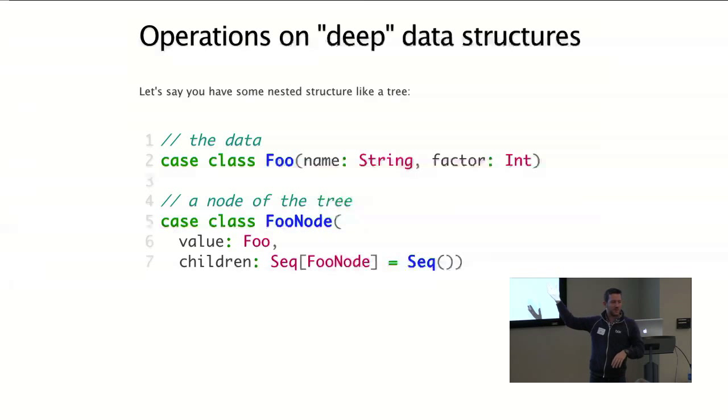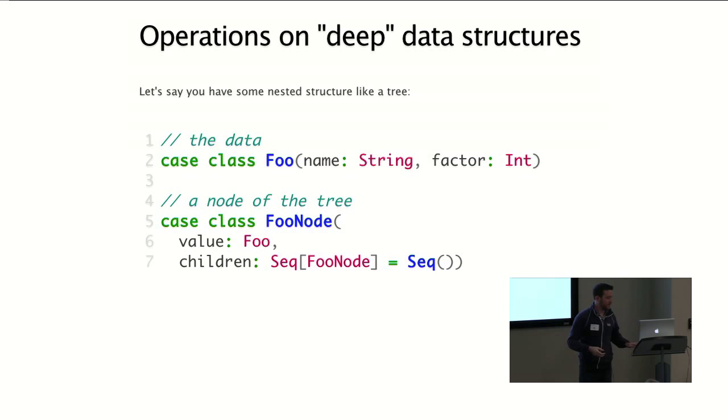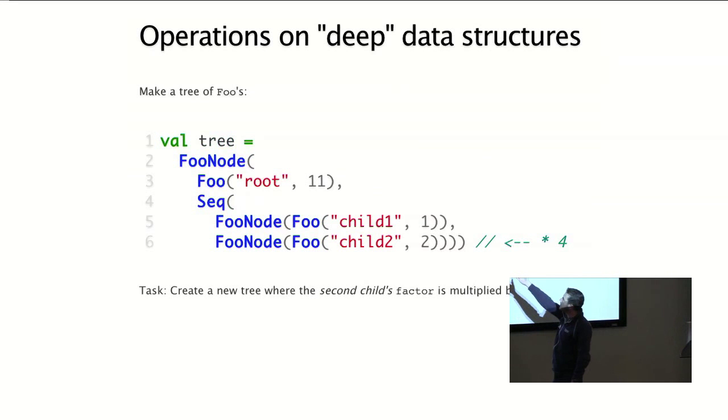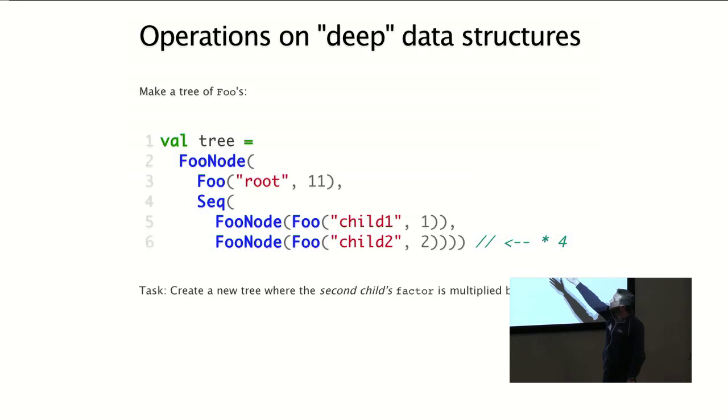Foo is the thing I'm going to store in each node of my tree, and I just made up these fields in it. You can interpret factor as warp factor or whatever you want. Then there's the node class for a tree. A node has a value in it, and then it might have some children. You can glue nodes together to make a tree. I guess you could make a graph if you wanted. So this is the simple thing. Let's make a tree. I'm going to have a root node with the name root and factor 11, and it's going to have two children, child 1 and child 2, with their own factors.